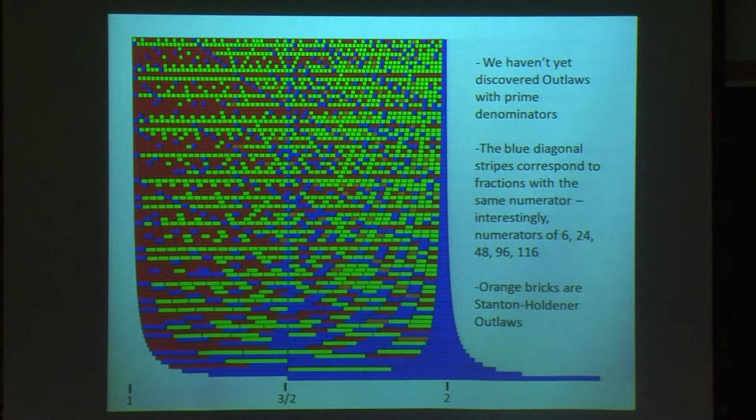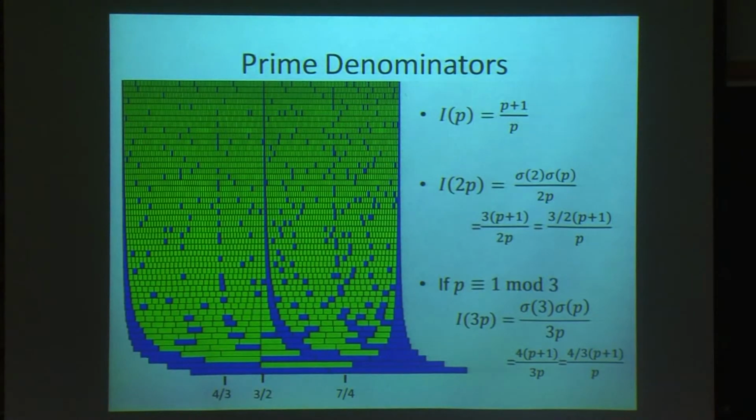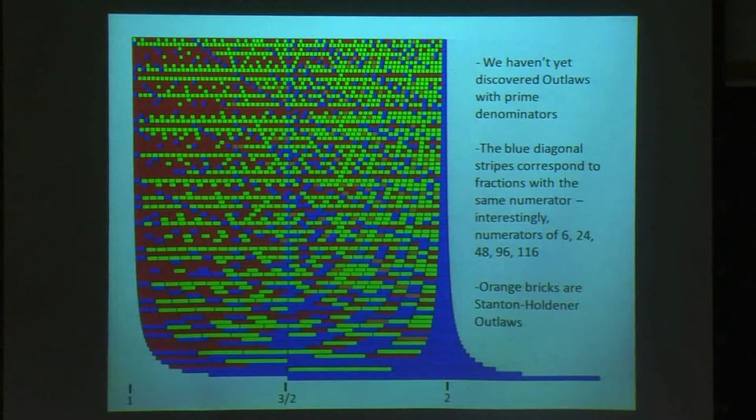Most of these ones are not in lowest terms. And then also, there are some orange bricks scattered throughout here. These are Stanton-Holdner outlaws, which is another form of abundancy index outlaws.